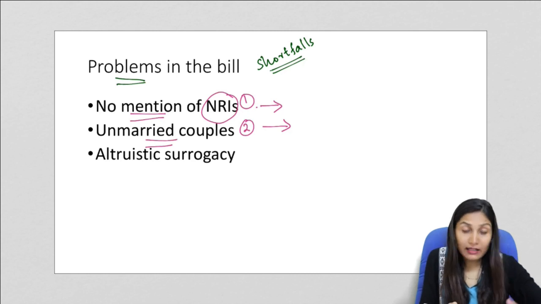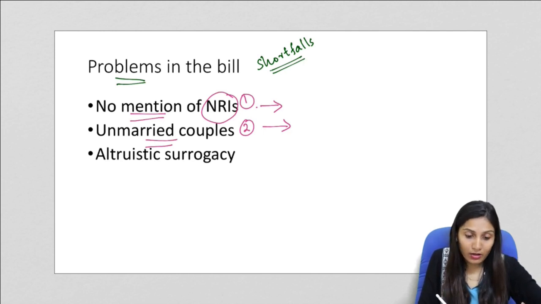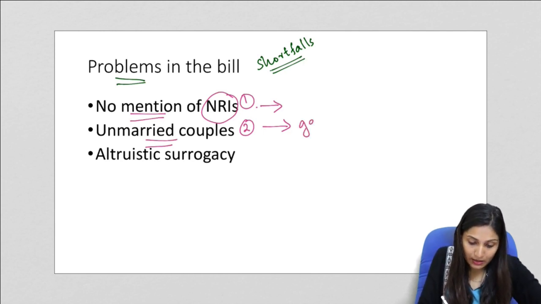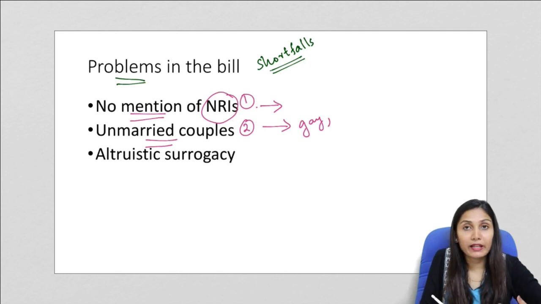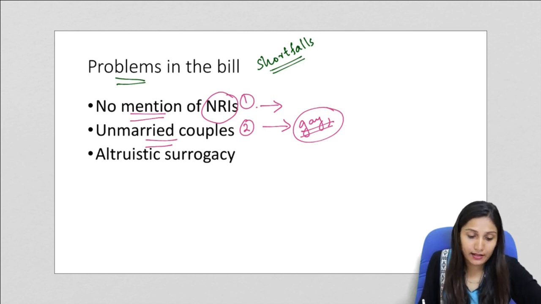Similar to unmarried couples, this bill also does not mention gay couples, single men, single women, etc. who want to have a baby through surrogacy. So all these are not mentioned in the bill, which is a serious shortfall.